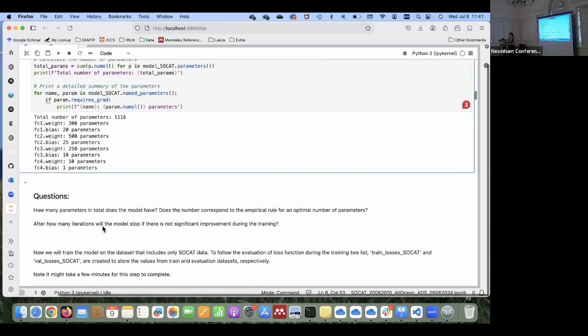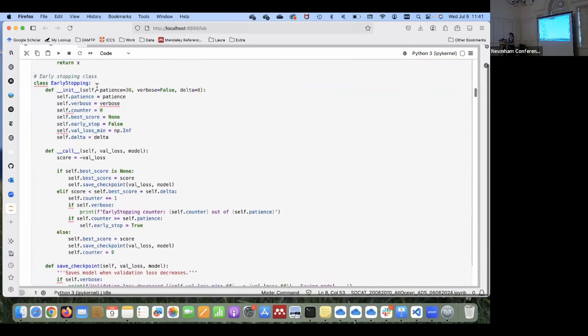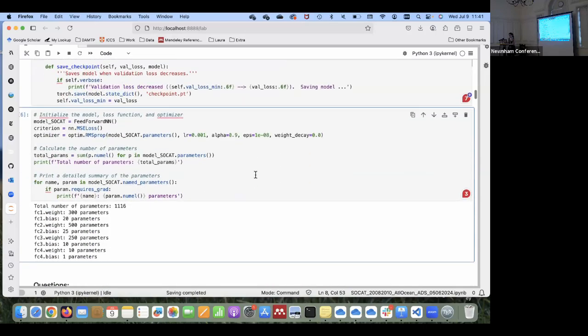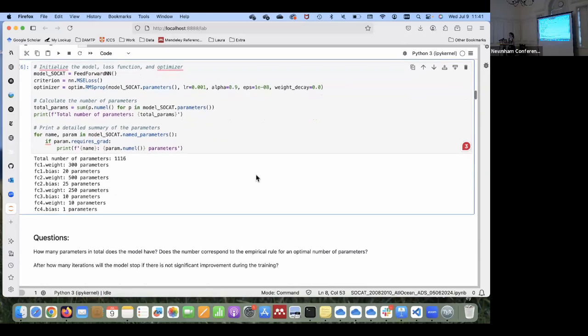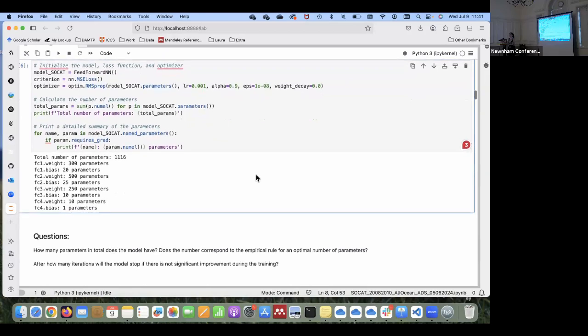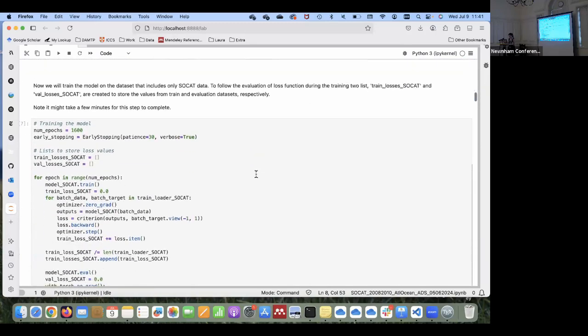And how many iterations does the model do before stopping if there is no significant improvement? That is the patience here. This is the early stopping part. We say do 30 iterations, and if after that the validation loss is not decreasing, stop. Does it make sense? Still a few people nodding, not many, but hopefully that's good.